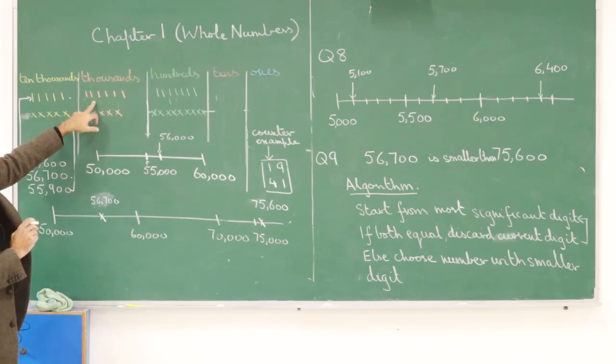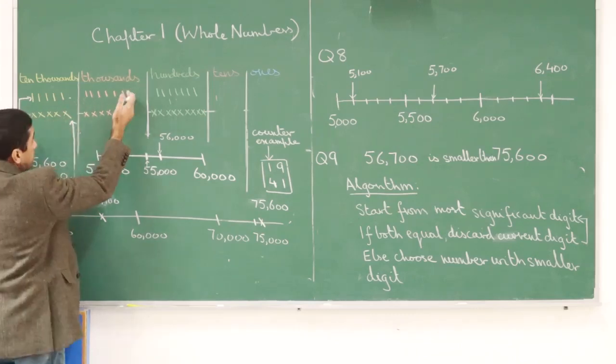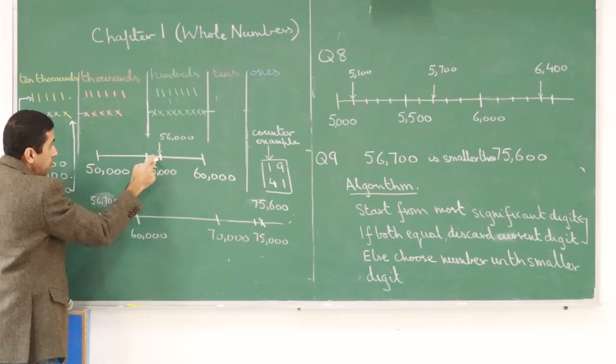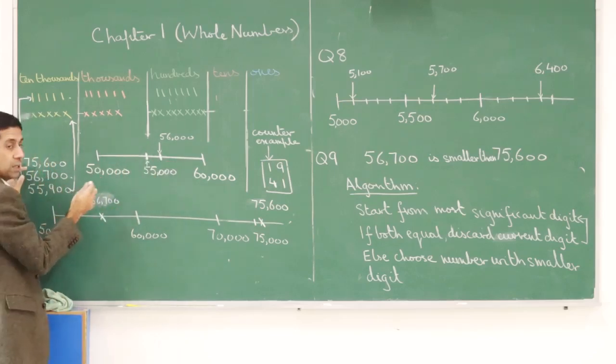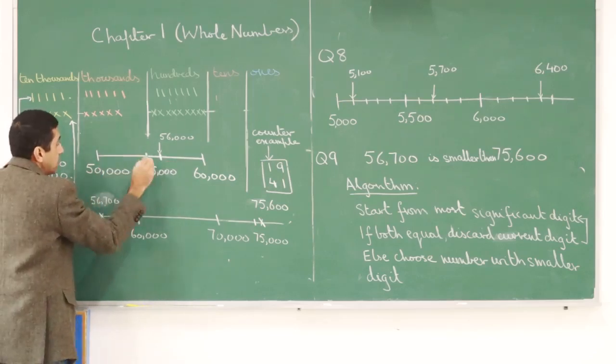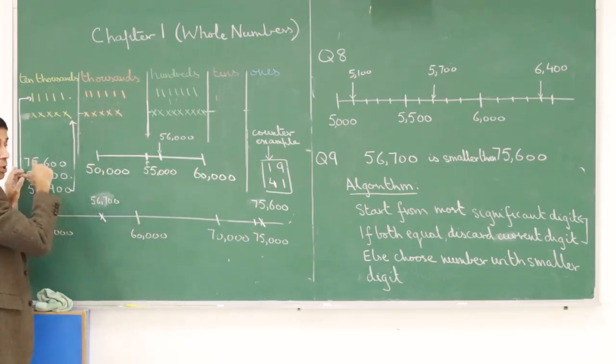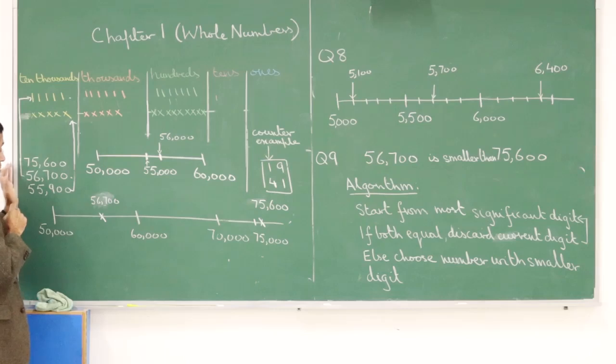Where does it lie? I haven't read further yet. I just have read this part of the number. What do I know about this number? Where does it lie, in which region? It lies in between 55,000 and, how many thousands are there in the top number? 6.